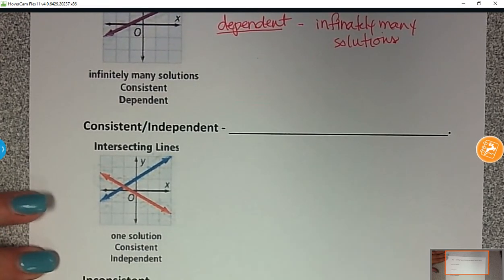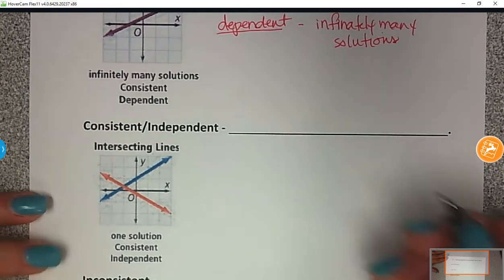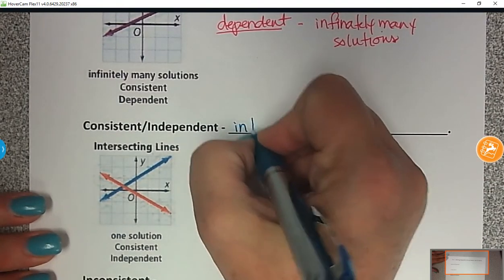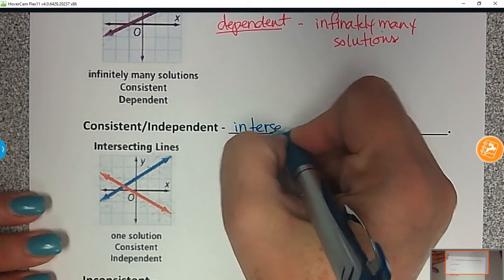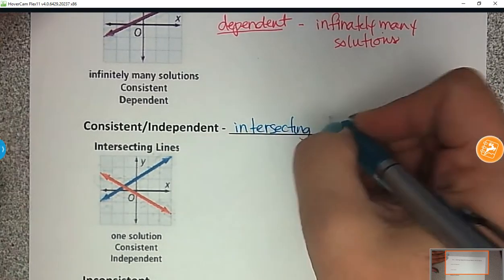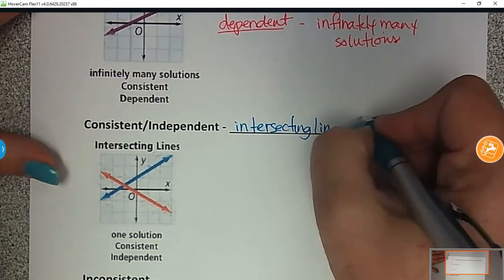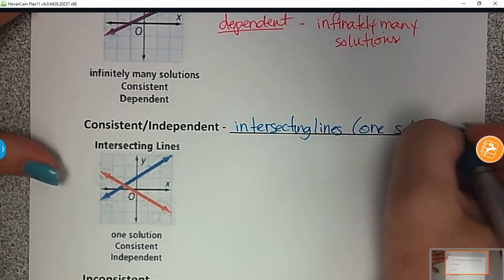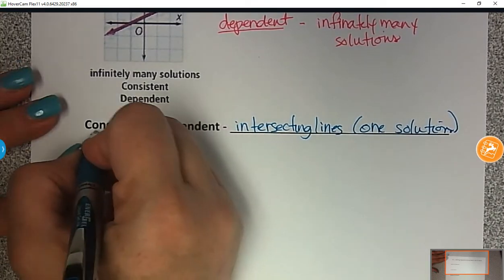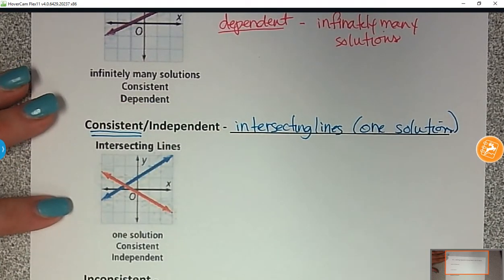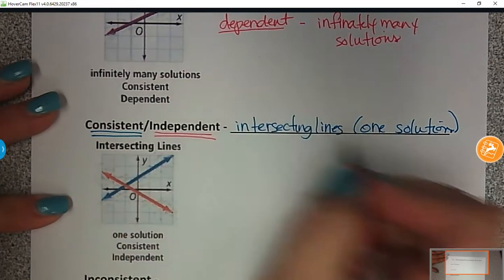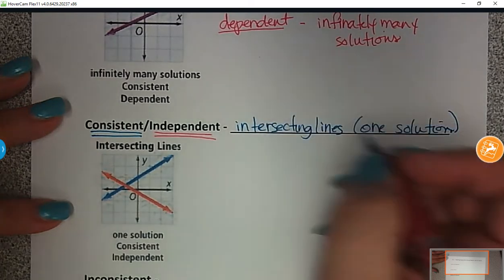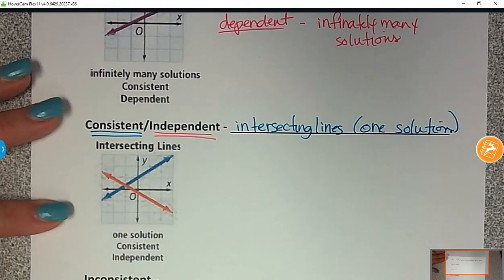Consistent and independent, well, this is where you have intersecting lines. There is only one solution. And again, the consistent part means there is a solution. The independent part means there is only one solution. Those two lines are independent of each other except for that one point.